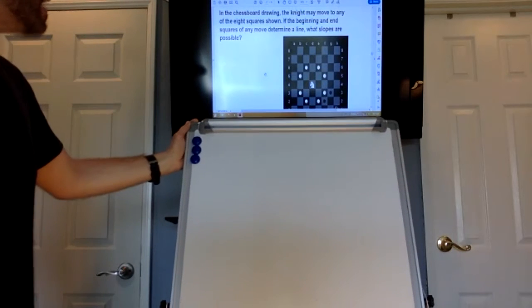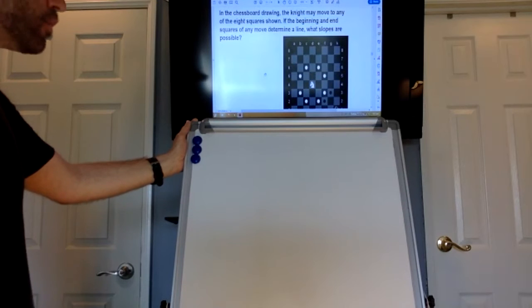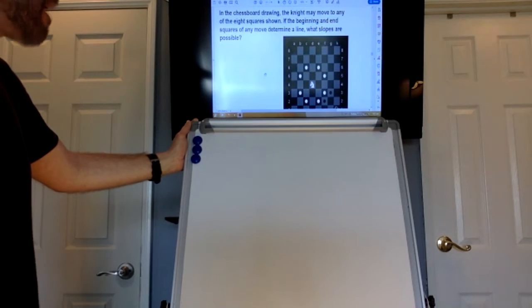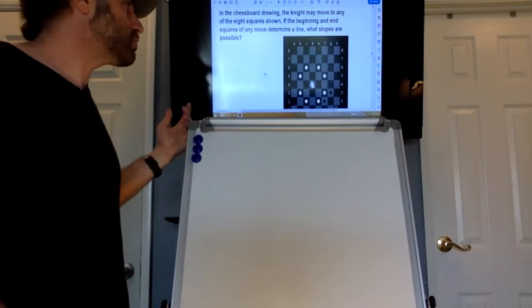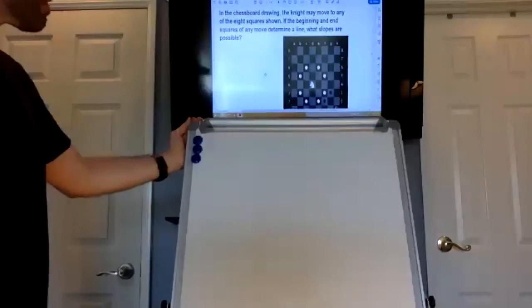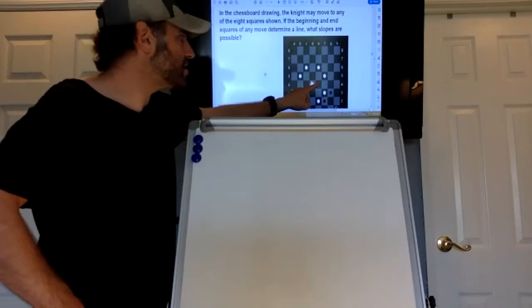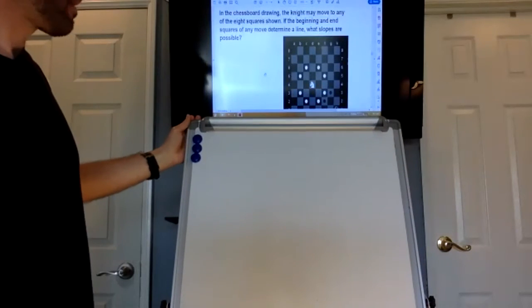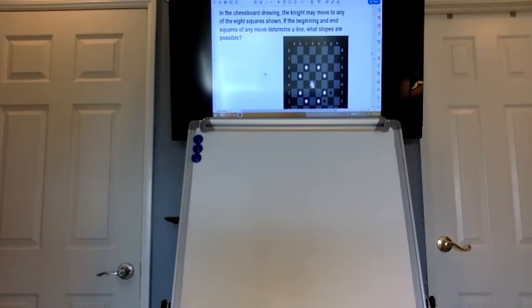If the beginning and the end squares of any move determine a line, what slopes are possible? Go ahead and jot them down. A lot of slopes are possible. Just write them all down for me, please. Just write the slopes. Count every square as a unit. Take a minute.